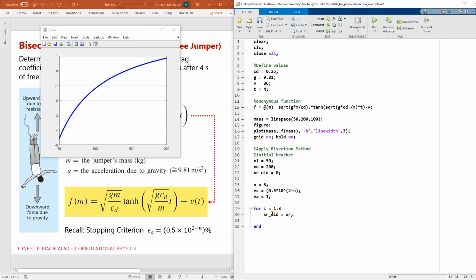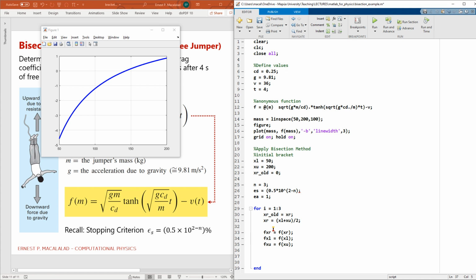And then let's compute a new xr, which is equal to xl plus xu divided by 2. And then using this anonymous function, we're going to evaluate f at xr, f at xl, and lastly f at xu.